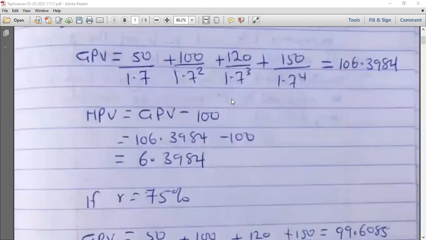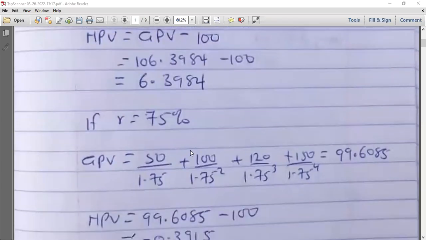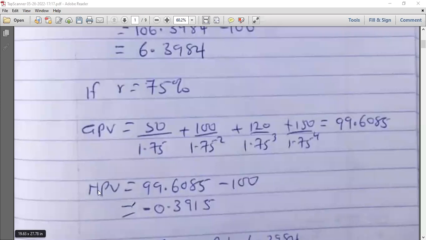So then we'll pick another one. You are not restricted to pick any particular interest rate. It's just your own choice. If we pick R to be 75%, then we find the gross present value again using 0.75 as the interest rate. You discount the benefits for all the years, and hopefully we are getting 99.6085. So this is the gross present value. You find the net present value, which is the gross present value for the benefit minus the initial cost. So this one we are getting negative.